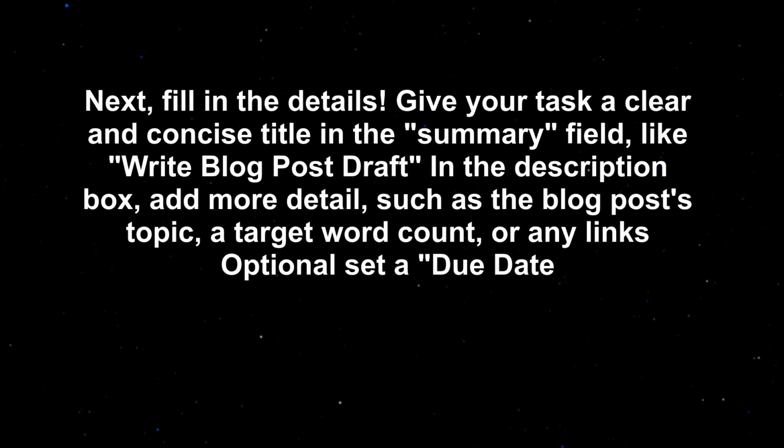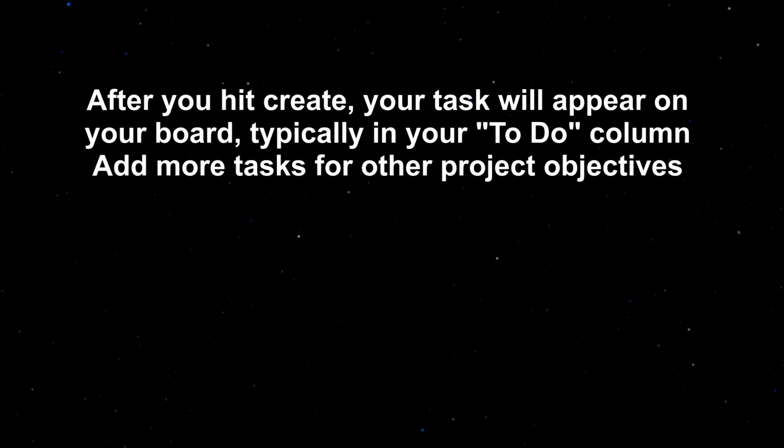Next, fill in the details. Give your task a clear and concise title in the summary field, like Write Blog Post Draft. In the description box, add more detail, such as the blog post's topic, a target word count, or any links. Optional: set a due date. After you hit Create, your task will appear on your board, typically in your to-do column.